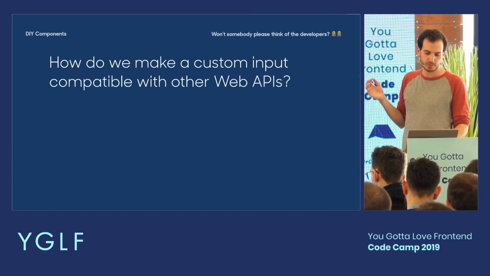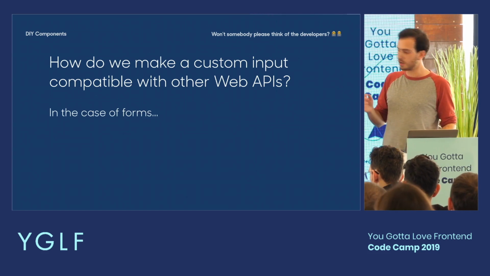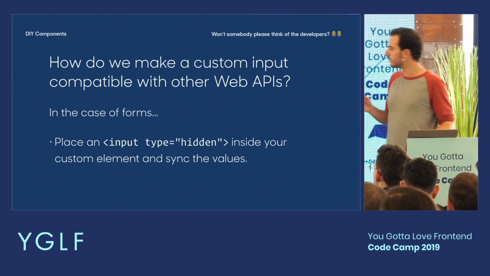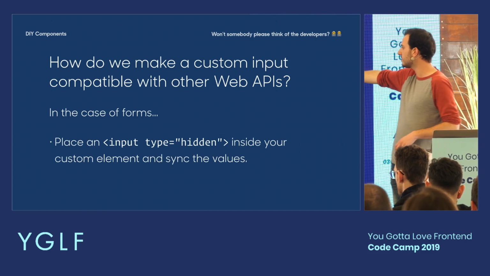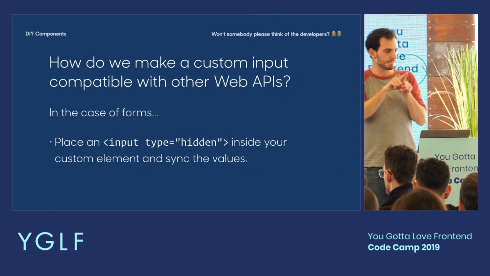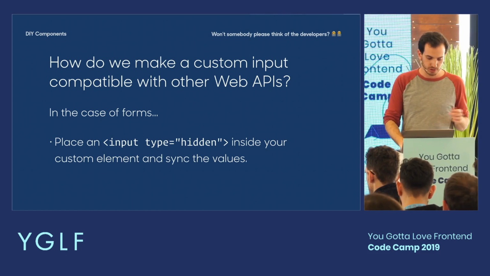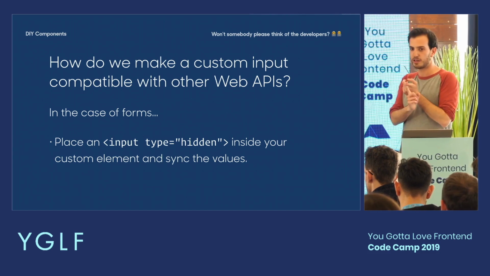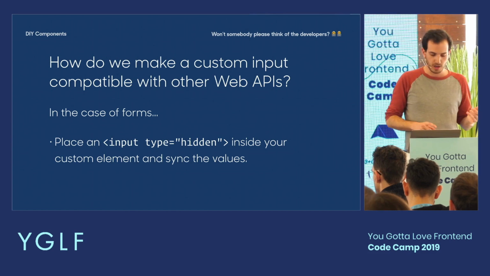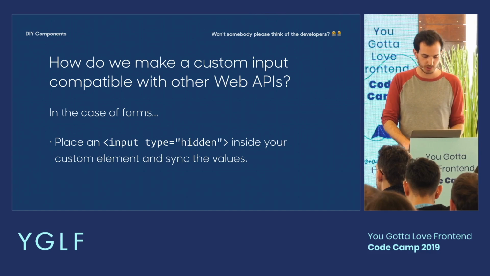So in the case of forms, and please someone shout at me if I'm making a mistake by telling you this, but I believe that the best way to do this is to place an input type equals hidden inside of your custom element and to sync the values between them. And even then, that's not a complete solution because it only works for form data API. There's still no autofill. It feels quite hacky doing it, and obviously it doesn't work without JavaScript. So that's a very partial solution.